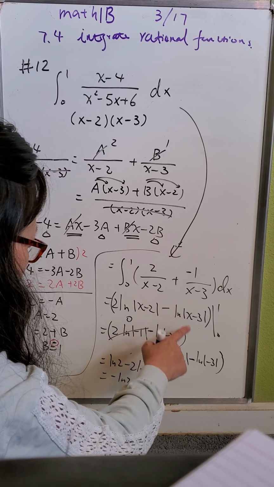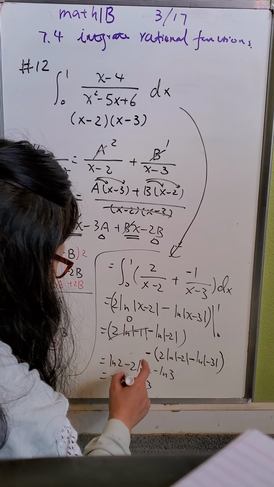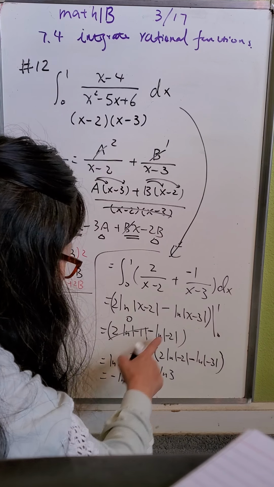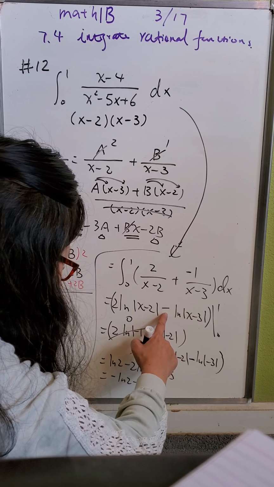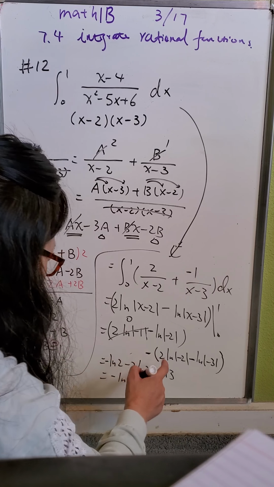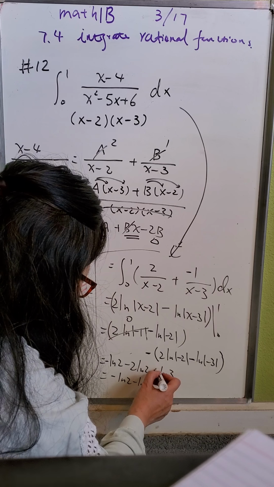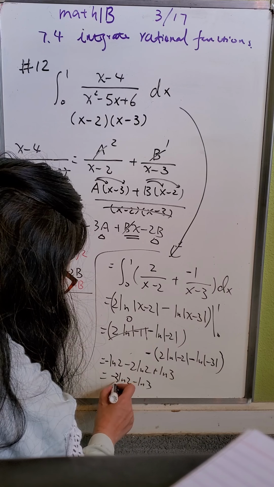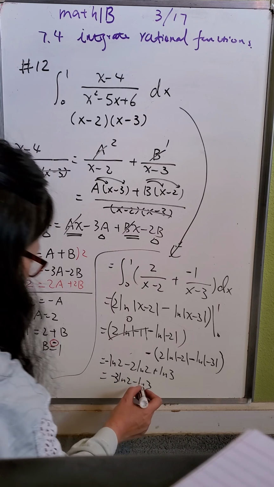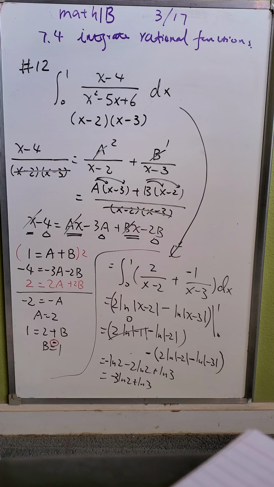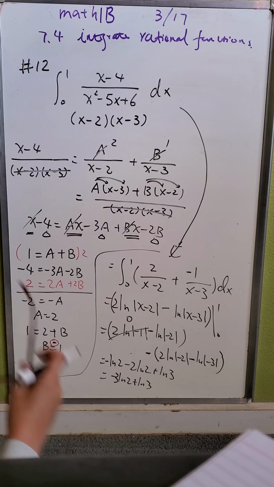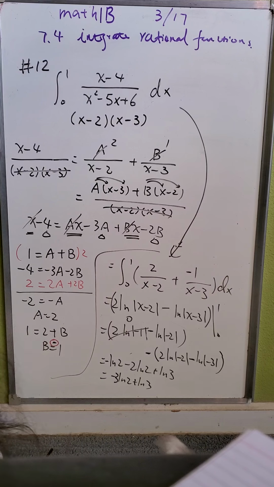So that comes out equal to, when I put the 1 inside here, this is a negative here. Negative. And then this will become positive. So that's a 3. Okay? So that's a positive. Okay? So that's how you do problem number 12. And now we're going to try the next one.